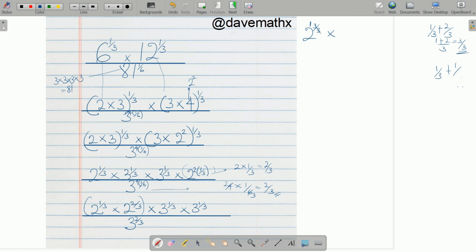Next is adding the power of exponent of 3's, which is 1 over 3 plus 1 over 3. And that's 2 over 3. So we write 3 raised to power 2 over 3, all divided by 3 raised to power 2 over 3.